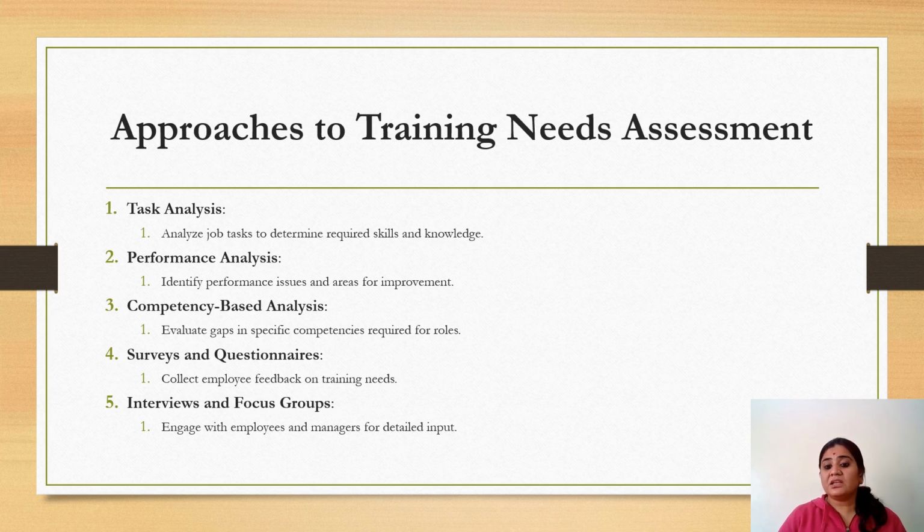Then we have competency based analysis. It basically evaluates specific competencies required for each role, and assesses where gaps exist between employees' current capabilities. Then we have surveys and questionnaires. So basically through the use of surveys, input is gathered from a large number of employees about their perceived training needs. Last, we have interviews and focus groups, which conduct one-on-one interviews or group discussions to gather more detailed qualitative insights from employees and managers.